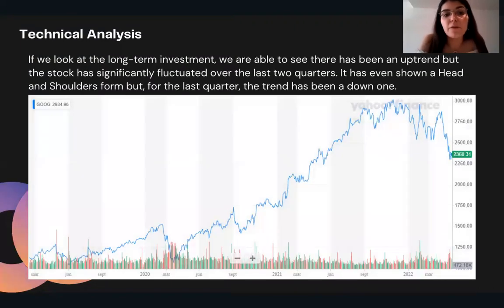So if we look at a long-term investment, we are able to see that in general terms, we've got an uptrend that has significantly fluctuated over the last period. We can even see a head and shoulders pattern, but for the last quarter, the trend has been downward. So for that, we would recommend to sell, or even if it's a long-term investment, maybe to wait a little bit more.